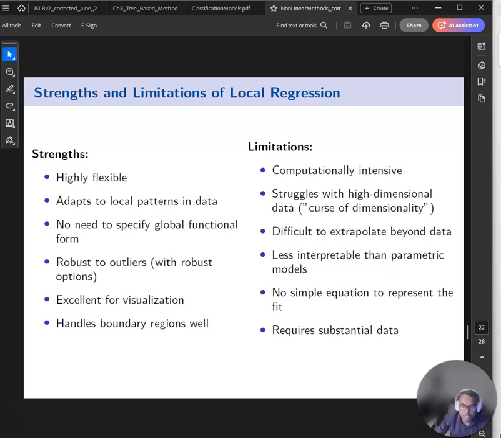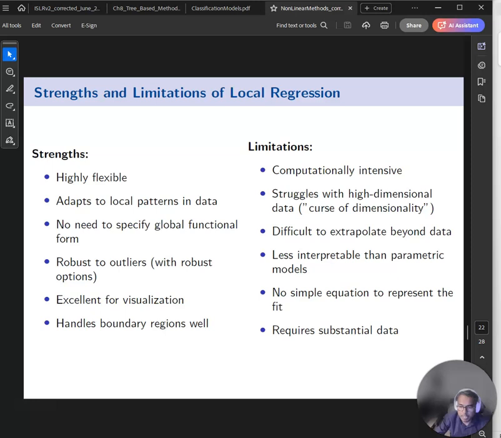So local regressions, to sum up, offer a lot of strengths, but they're also not without their share of flaws. The strengths are that it's highly flexible, it can adapt to almost any pattern in the data. It is particularly useful because you don't need to specify any function upfront, and it produces excellent visualizations that reveal underlying patterns. But the major drawback of local regressions is its computation.